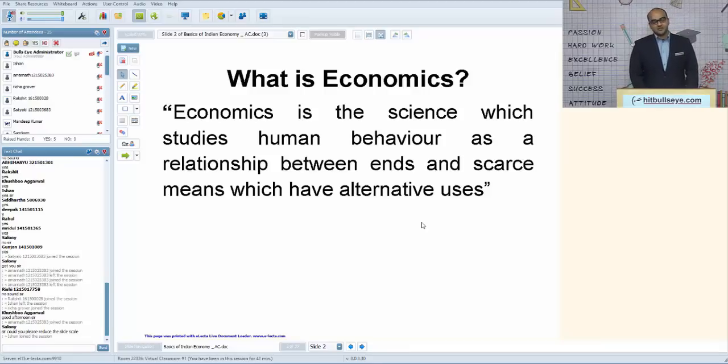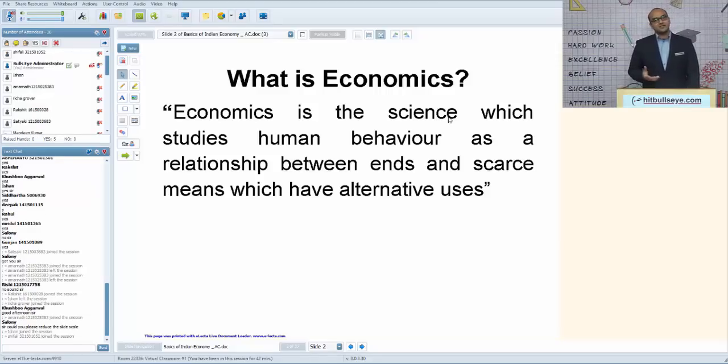So let's start with the very basics. Economics is the science which studies human behavior. Let us underline the important aspects. It is a science, of course. It studies human behavior and is a relationship between ends and scarce means which have alternative uses. First of all, it is an academic discipline, a science or an art, that is a debate which is out of our purview, of course. Most importantly, it studies human behavior. So there is an element of subjectivity as far as economics is concerned.